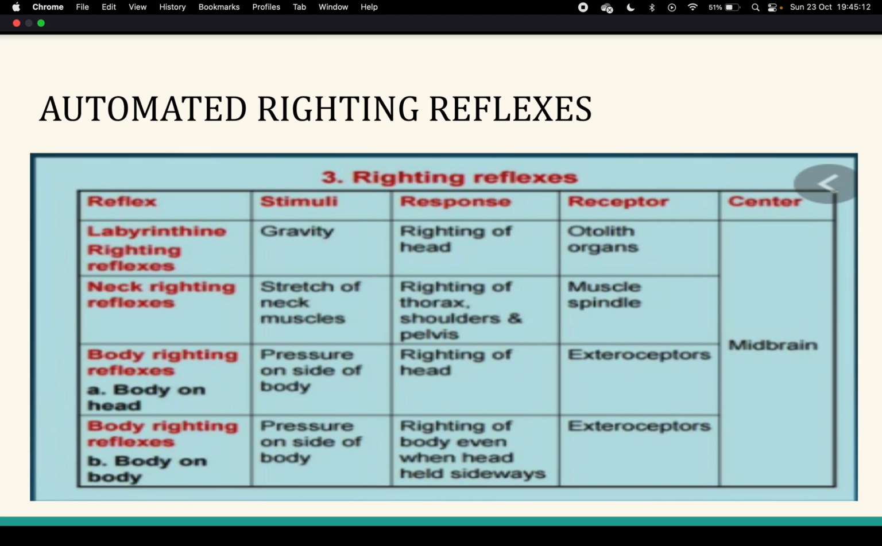And the body righting reflexes are body on head and body on body. Body on head has a stimulus from the pressure on the side of the body, and its response is the righting of the head, and the receptors are exteroceptors. Similarly, body on body also does this, and the response is righting of the body when the head is held sideways. All the reflexes have the center in the midbrain.